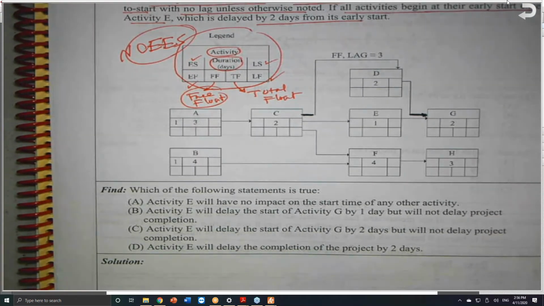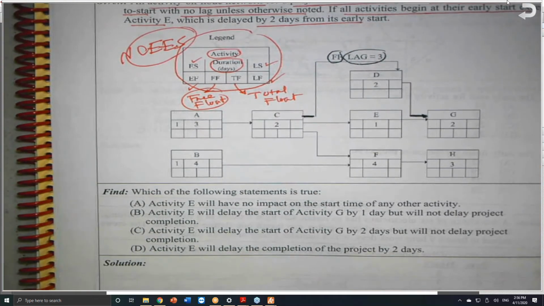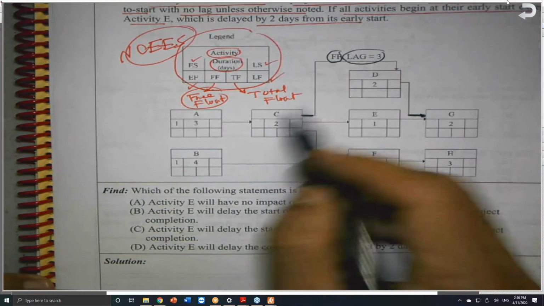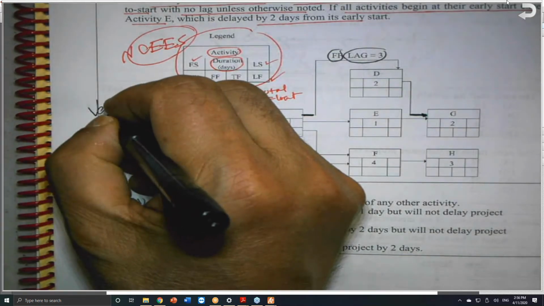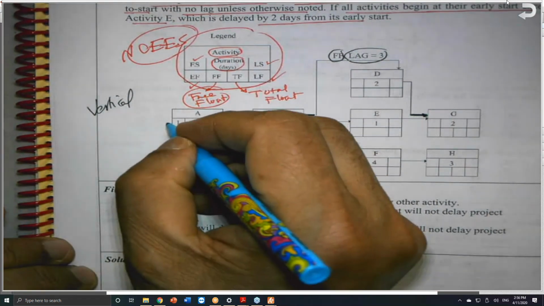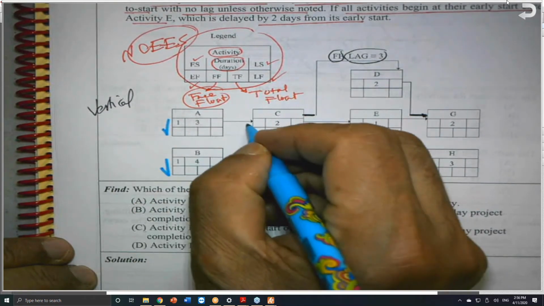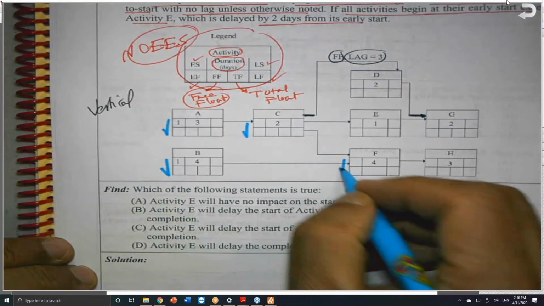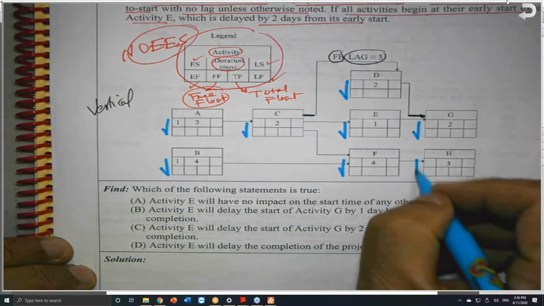let's finish it together and see how the lag works. This here is the FF lag between C and D. If you complete this, and this is vertical, vertical means, again, he told you that. So this is going to be forward, forward, forward, forward, forward, forward, forward, and forward.